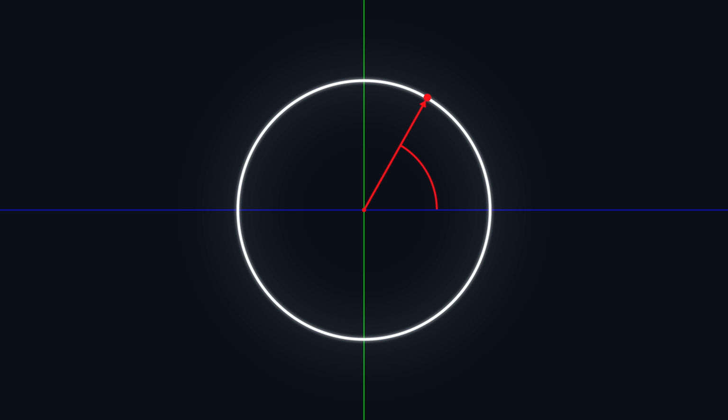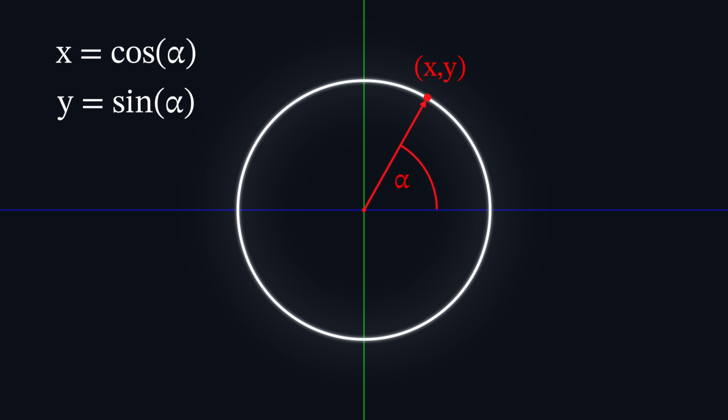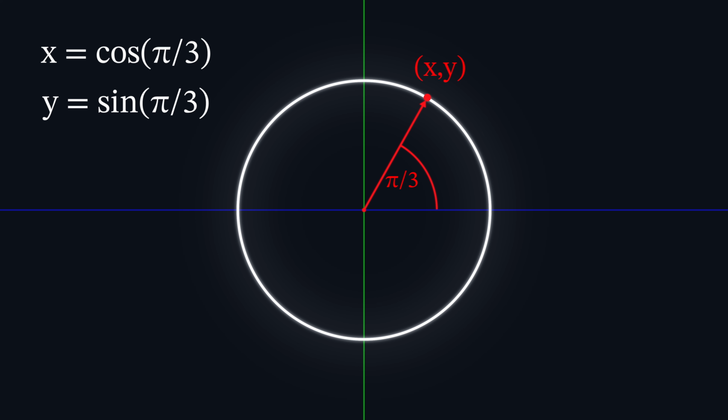If we choose a point on the unit circle and label its coordinates x and y and its angle alpha, then x equals cosine of alpha and y equals sine of alpha. This means that we don't need to store the direction vector itself. We can just store the angle, a value like pi/3 for example, which is an angle in radians corresponding to 60 degrees, and it represents this directional vector.